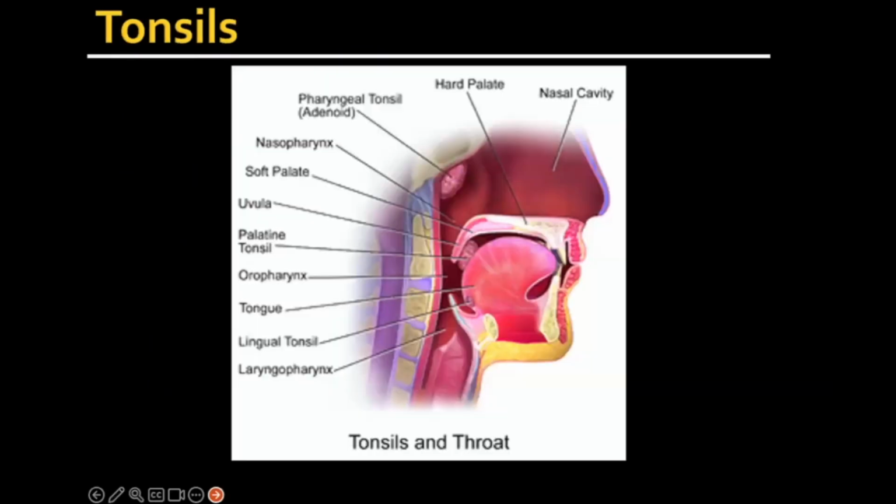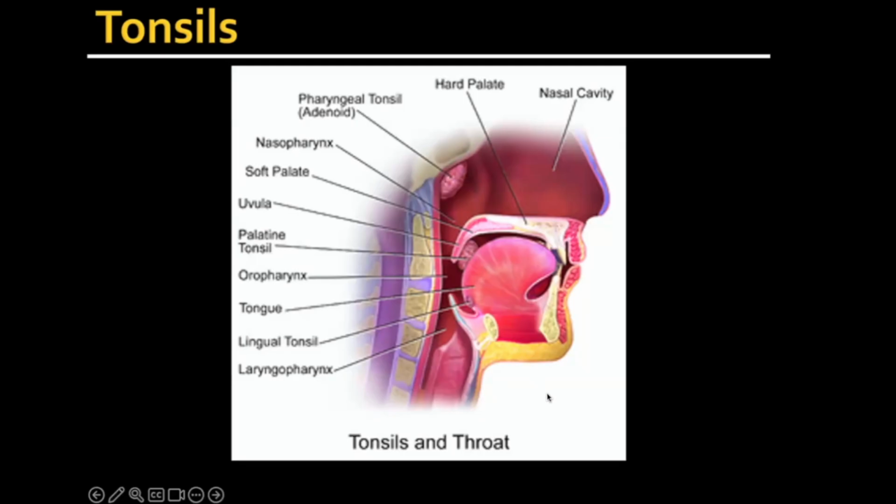And let me get over here and let's see where they are. Okay. So right up here in the nasopharynx, there's the pharyngeal tonsil, also known as the adenoid. The palatine tonsil is right over the uvula, and then the lingual tonsil is on the back of the tongue. And like I said, they're in pairs.